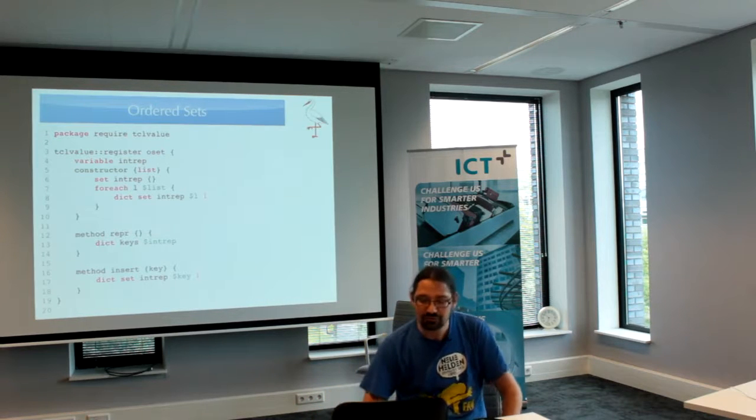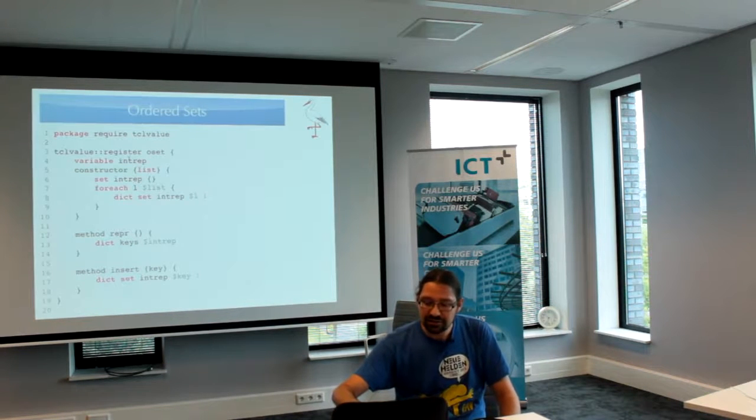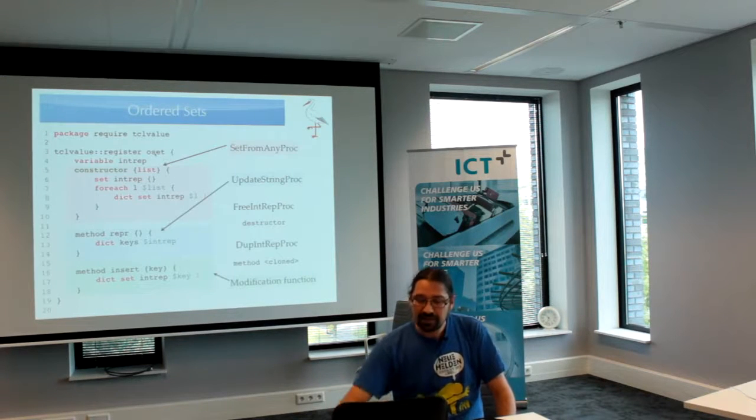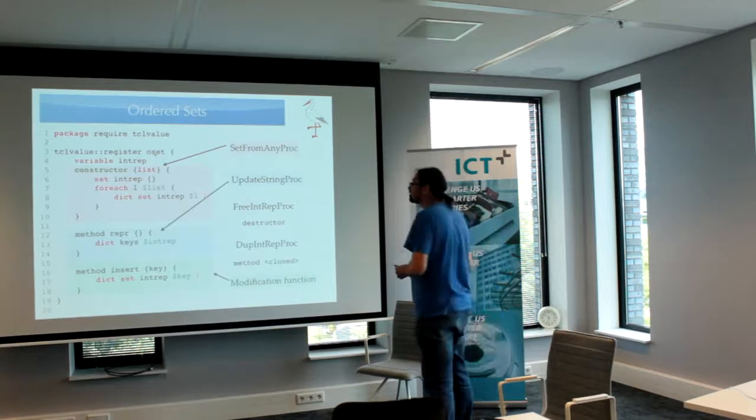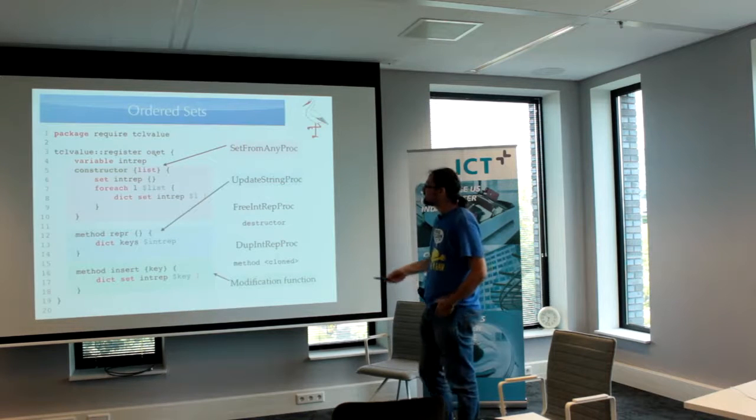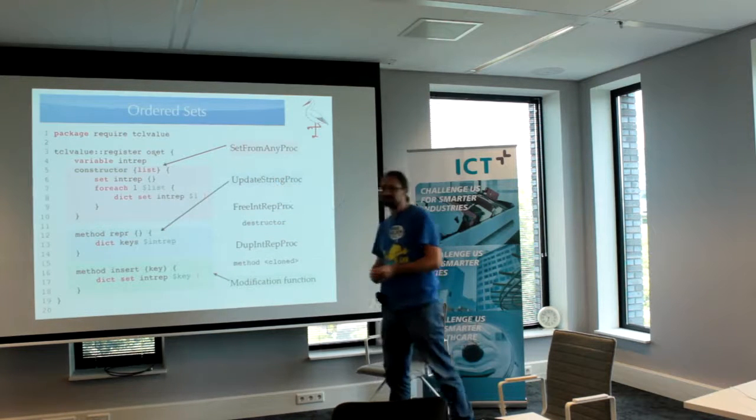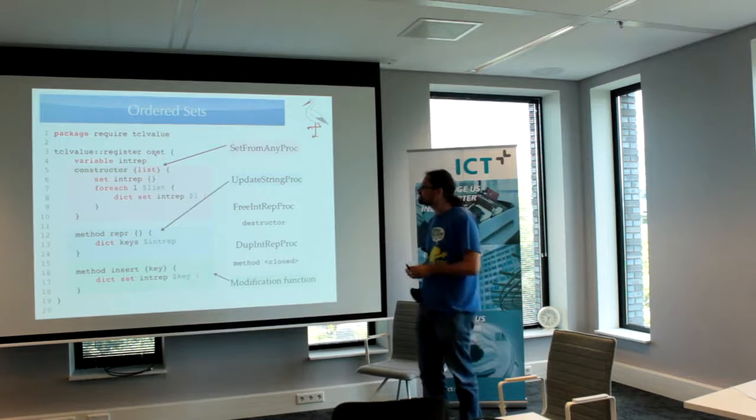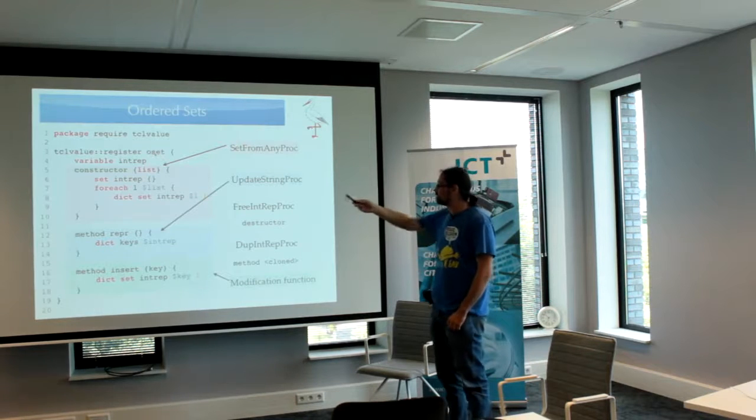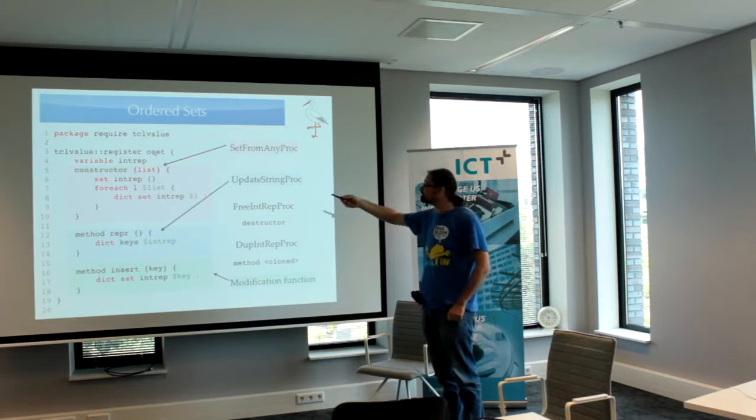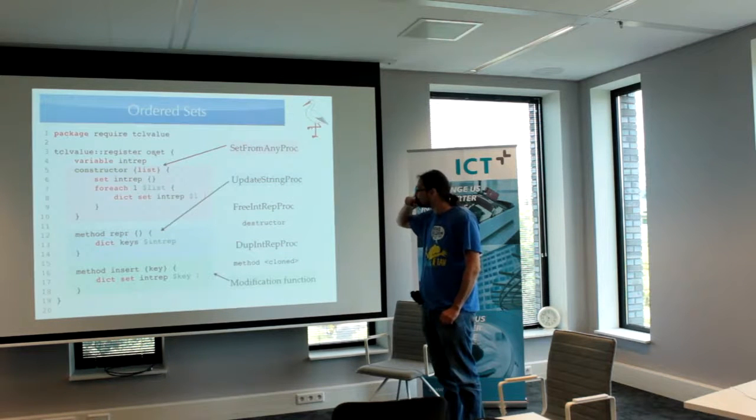And what is now the code to do all that? It looks like this. So first you load tcl value, and then you register a new type, ordered set. And this is basically a tcl OO class. In the simplest case, it has just a constructor, which gets the original string that you stick in as an argument, and creates the internal representation. In that case, it's a dictionary. It's all stored in a dictionary, and it goes over the arguments and sets it with a fixed value 1.